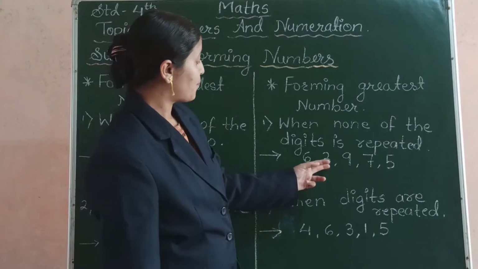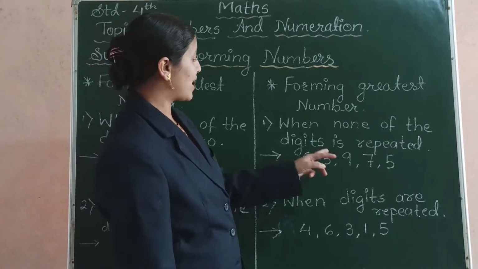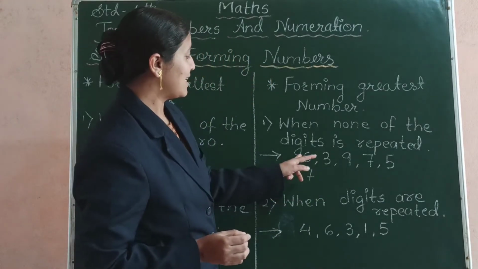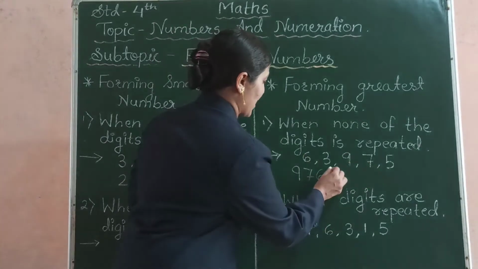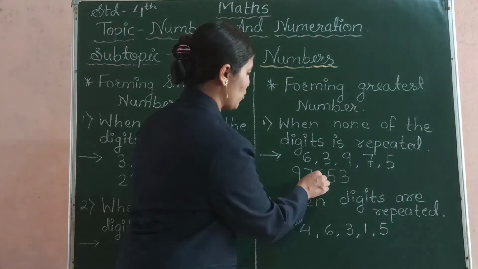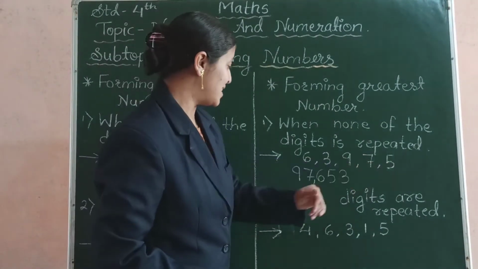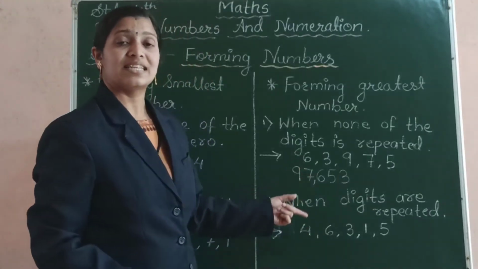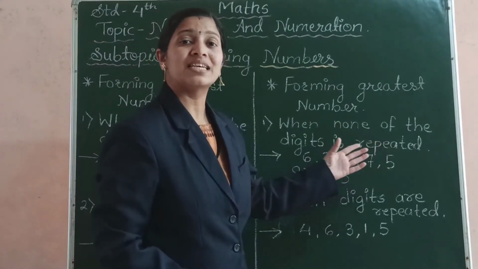The next digit is 7. 9 is the greatest one, next to 9 we have 7, so we will place 7 over here. The next digit is 6. The next one is 5. And next to 5 we have the last digit, it is 3. So the number which is formed with the help of these digits is 97,653, and this is the greatest number which has been formed with the help of these digits.